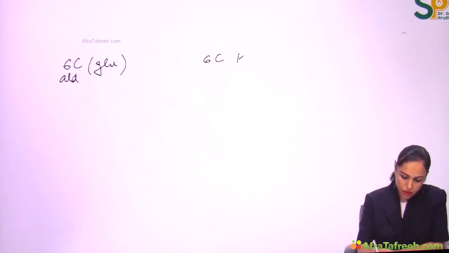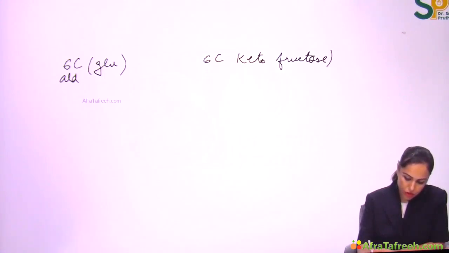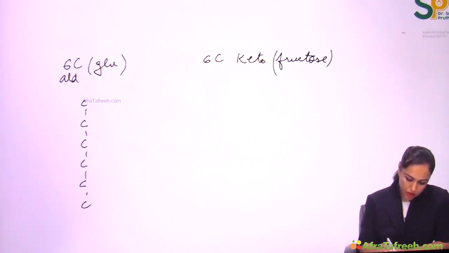A 6-carbon aldehyde is glucose, a 6-carbon keto is fructose. So let's see how to make the structure. Both are functional isomers of each other. First make the carbon skeleton from 1 to 6.